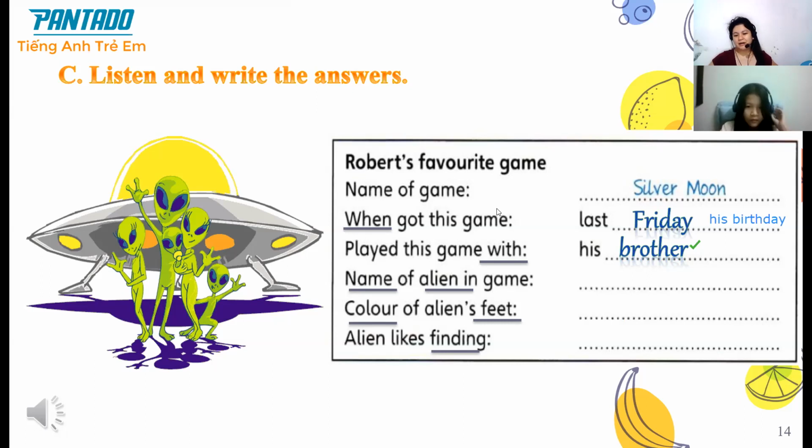What about number 4, the color of the alien's feet? We have this color. It's only one. Its feet. Only one? Yeah, the color of the alien's feet. Okay, orange. Mm-hmm. And the alien likes finding what? Finding food.